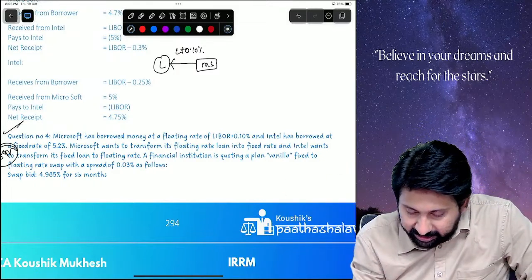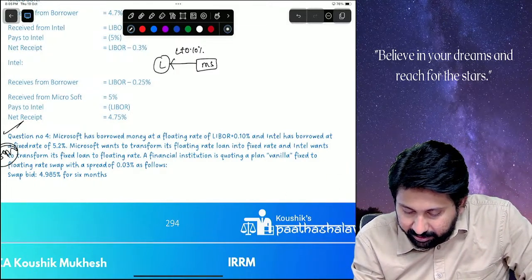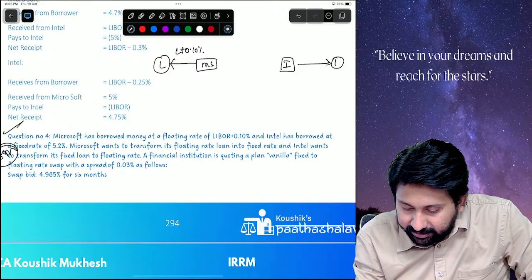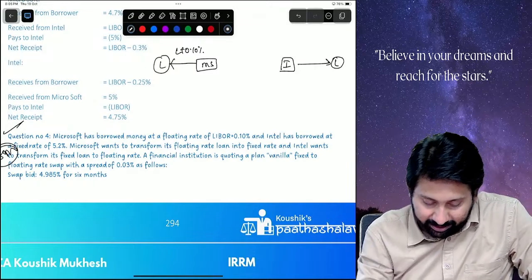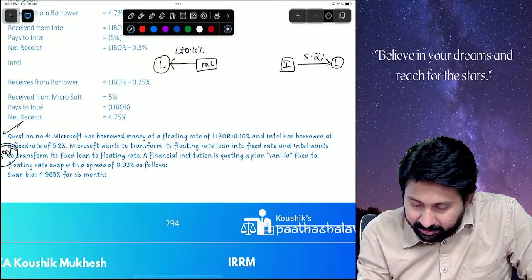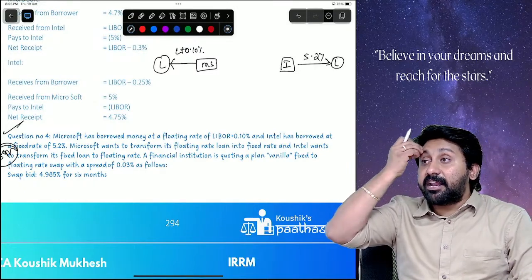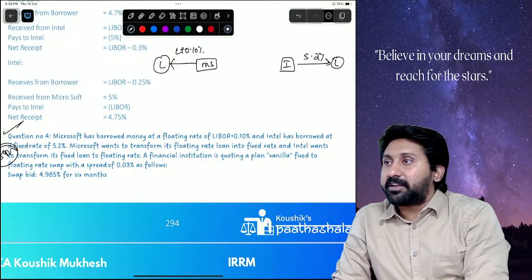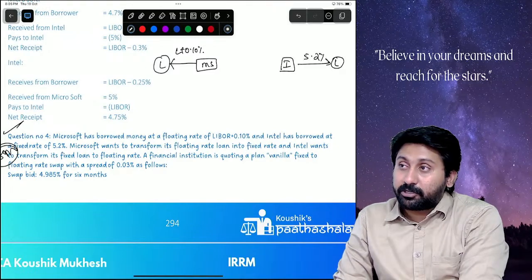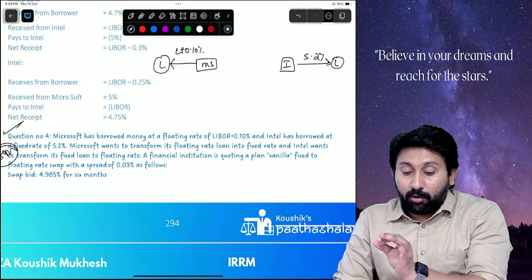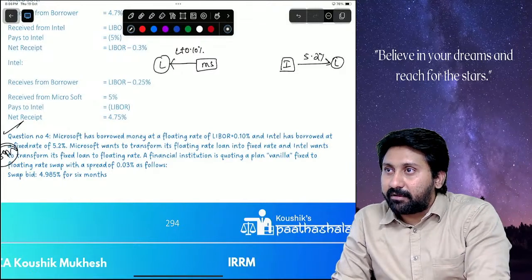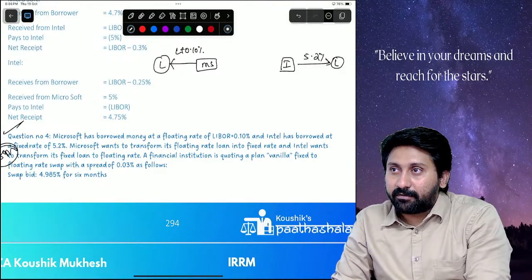Next, there is another company. What is that company? Intel. Intel has to pay whom? Their lender. At what rate does it have to pay? 5.2%. Are both liking their existing positions or not? Tell me, the original position of Microsoft is? The original position of Intel is? What does Microsoft want? Fixed or floating? Fixed. What does Intel want?